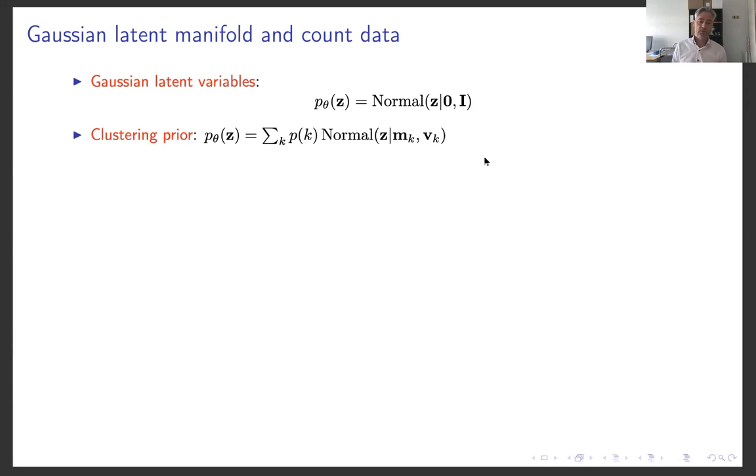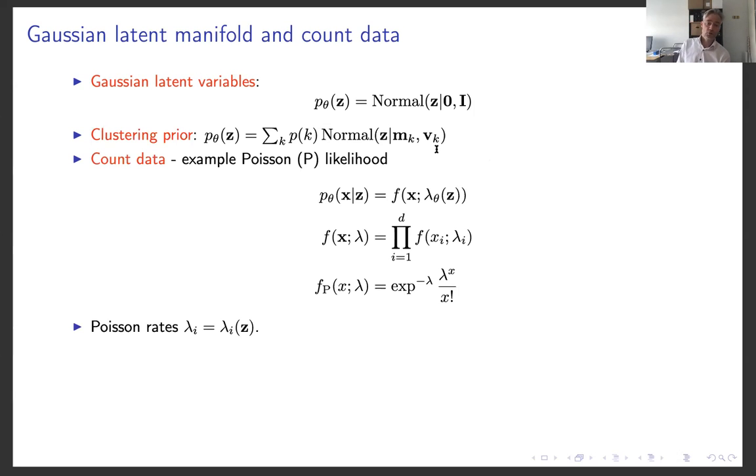So it means that we can learn the position of the different cell types, for example, in the latent space. So that means that M and V and these priors are additional parameters in our model. Yes. And in order to model count data, we need to have a likelihood function corresponding to count data.